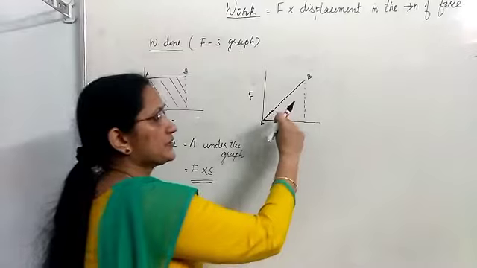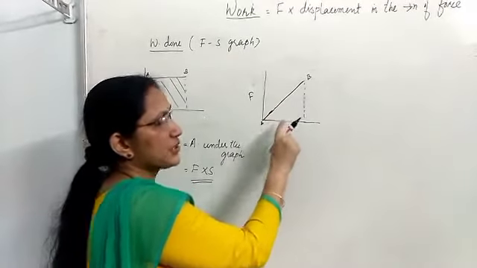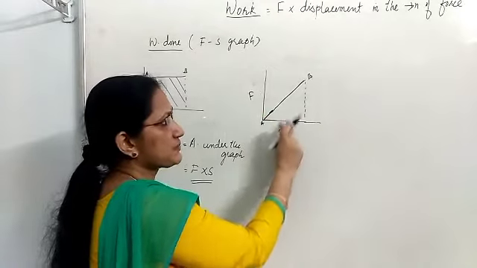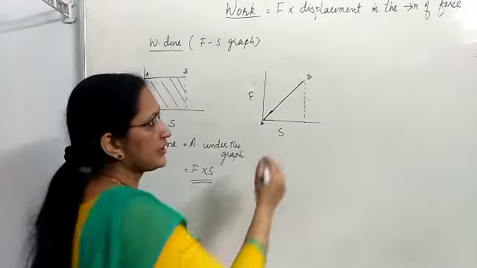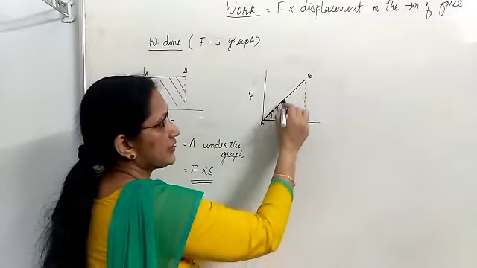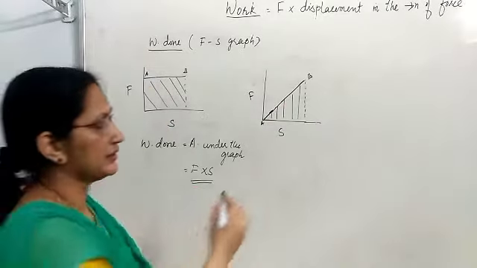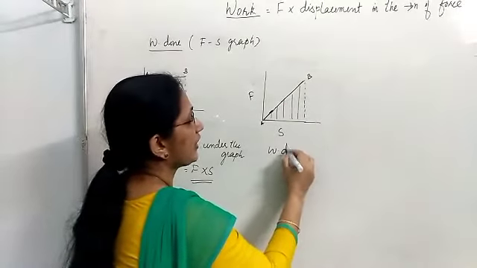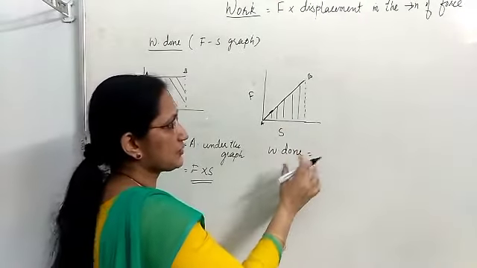Similarly, if a changing or variable force acts on a moving body, the shape of this force displacement graph will be like this. AB is the graph line here. And how will we find the area under the graph? Area under this graph is in the shape of a triangle. So here work done is the area of this triangle. That means area under AB gives the work done.